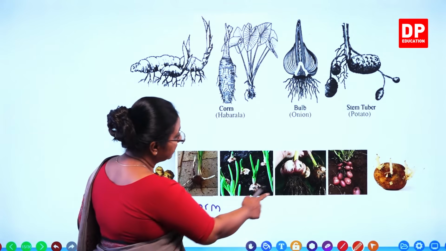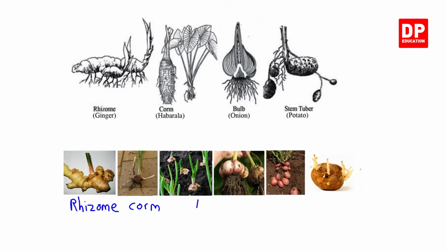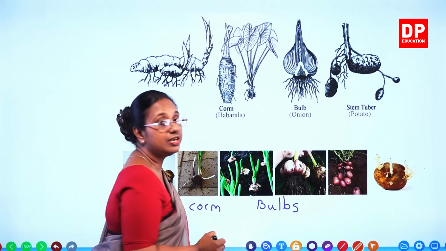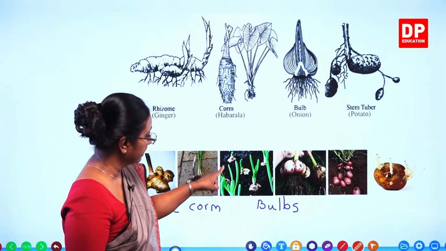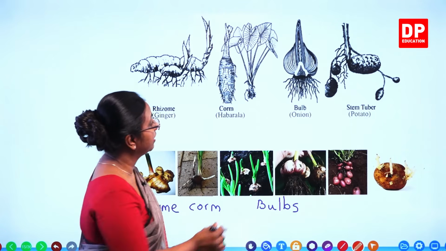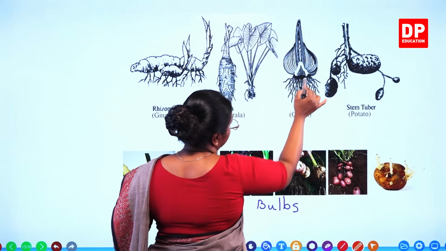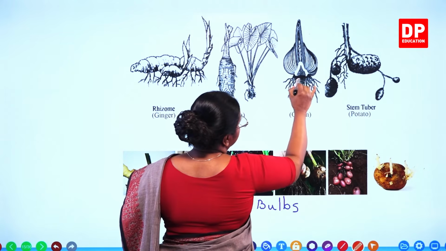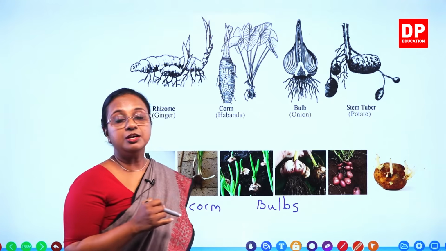Then here you can see how the onion grows. I told you all these are the scale leaves. Both of these are bulbs. These are the scale leaves, and at the tip you can see the adventitious roots. So that gives rise to the new plant. You can see here leeks, onions, big onions, all of them reproduce by bulbs. Here you can see the bulb structure as well. These are the scale leaves that store food, the fleshy leaves. And from here you can see the modified stem. Here you can see the formation of the roots.